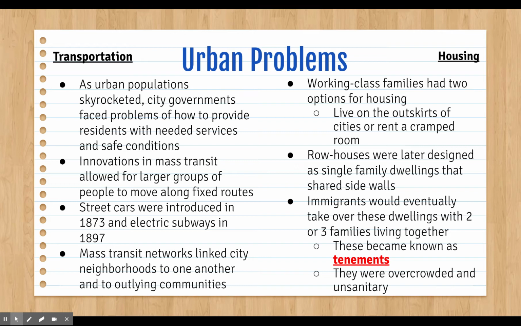They were introduced in 1873. So you can think about a streetcar like San Francisco, a trolley type car that would be out on the street on rails, and electric subways were first introduced in 1897. And so this allowed people the flexibility to travel across the city. Mass transit networks link city neighborhoods to one another and to outlying communities.